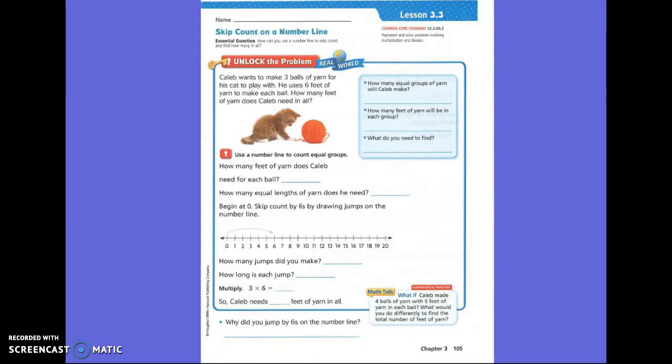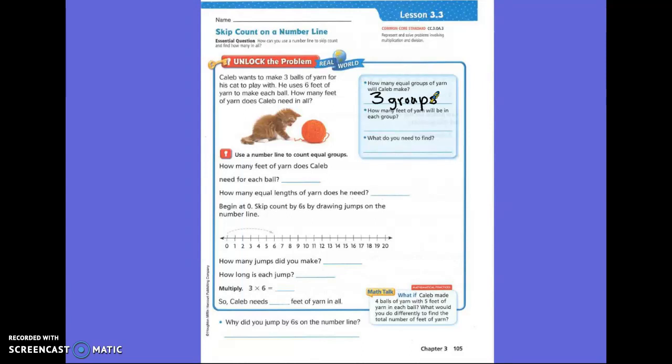Okay, look at the blue box. How many equal groups of yarn will Caleb make? 3. 3 what? Balls. Okay, 3 balls of yarn, which is 3 groups. So how many equal groups? So 3 groups. Of 6? No, just 3 groups right now.